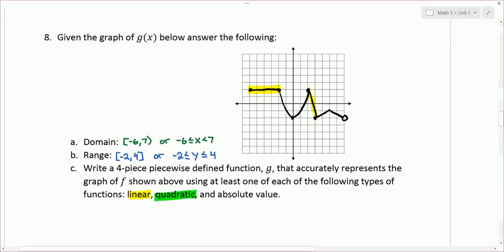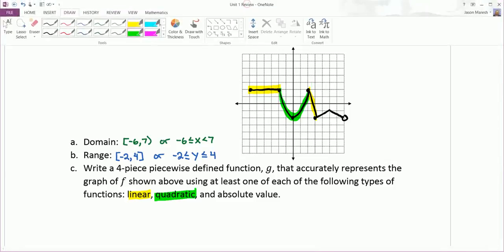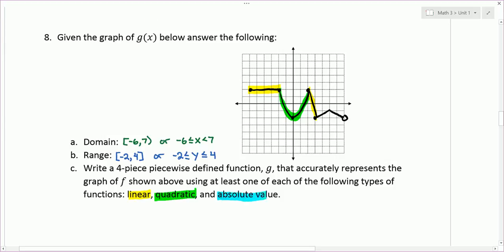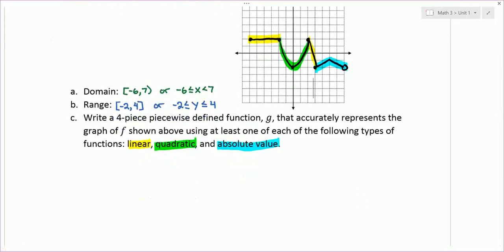For quadratic, you can see it here. It's that U shape. And for absolute value, that upside down V shape. So I've highlighted the 4 pieces. We're going to go one at a time. My first piece on the top left, we'll go from left to right, is the line y equals, well, what's the height? The height is 2, so y equals 2. So there's my first piece.